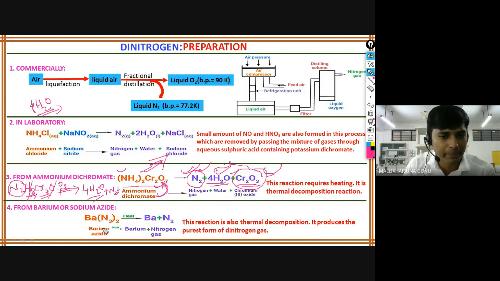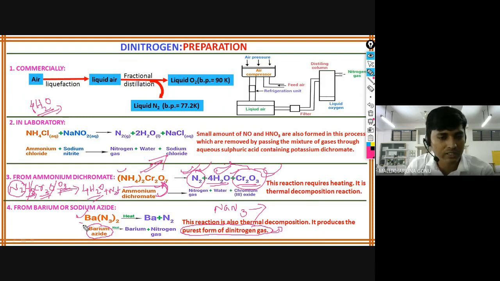Next, we will see barium azide. So this compound is called barium azide. By this method, pure dinitrogen gas can be prepared. In the examination they can ask by which method you can prepare pure nitrogen gas. By taking this barium azide, or sodium azide, it can also be prepared.